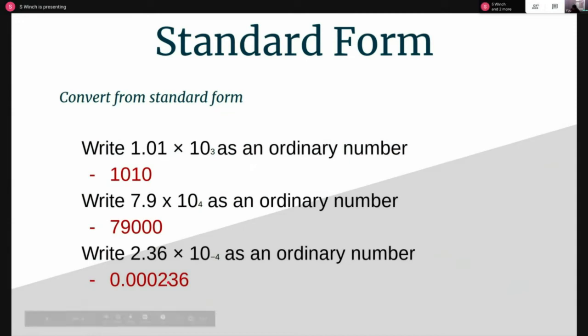2.436, our decimal place will start there. And because it's a negative, we're going to work backwards. We're going to move it backwards 4 times.